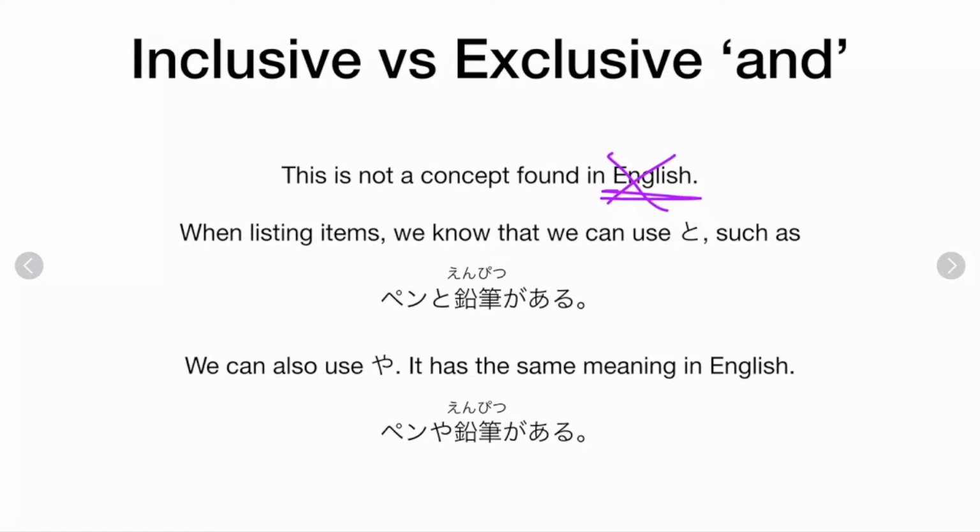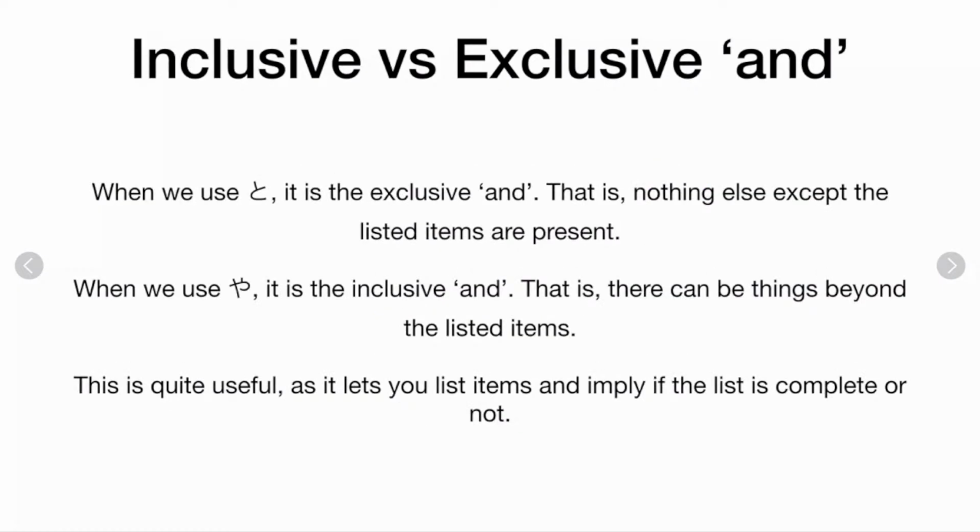So we know that we use "to" to list things in a list, right? So "pen to enpitsu ga aru." There is a pen and there is a pencil. We can also use "ya." We say "pen ya enpitsu ga aru." Okay, so we have "to," which means and, and we have "ya," and this also means and. In English, they mean the same thing. But in Japanese, they don't mean the same thing.